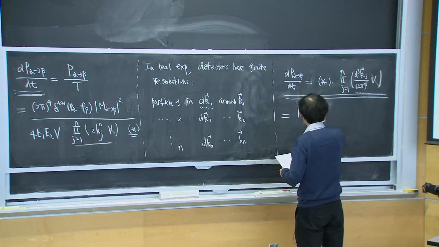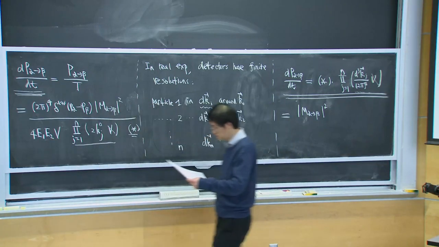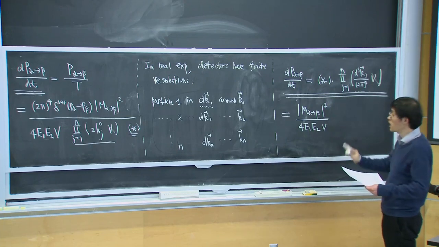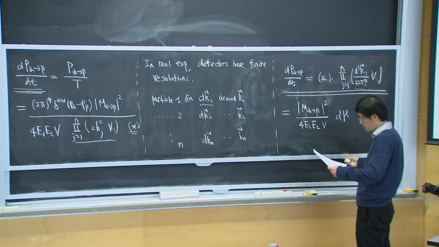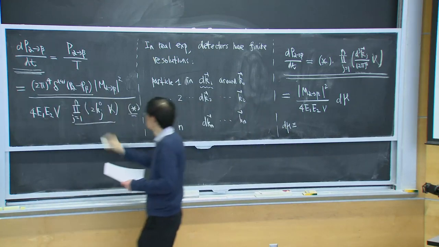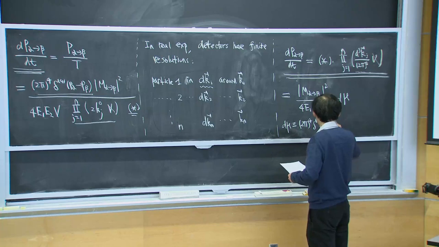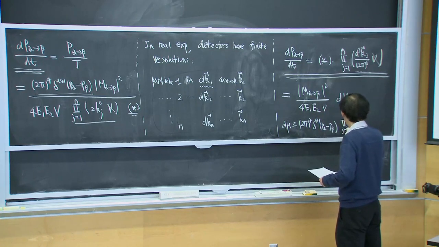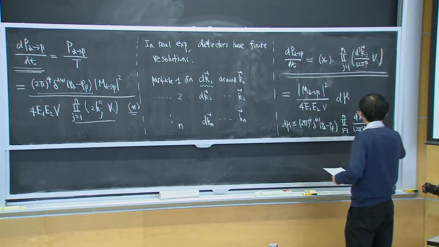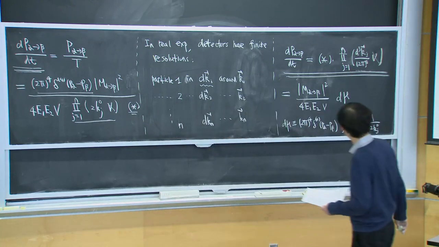So now we can write it the following way. I can write it as |M_{αβ}|^2, so I just copy this, and then I divide it by 4E1E2 times V. And then I group everything else into what I call dμ. dμ is everything else. dμ is defined to be this delta function, and then the product over j from 1 to n of d^3k_j over (2π)^3 2k_j^0. So I just combined these two products.